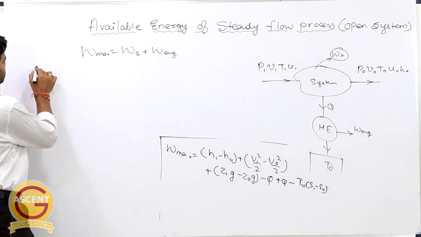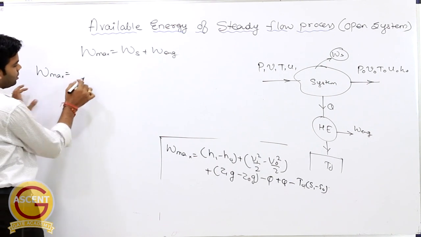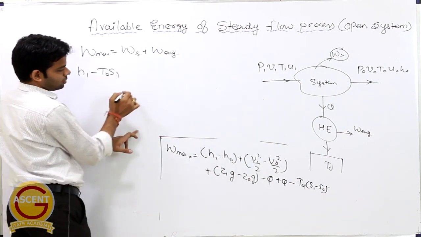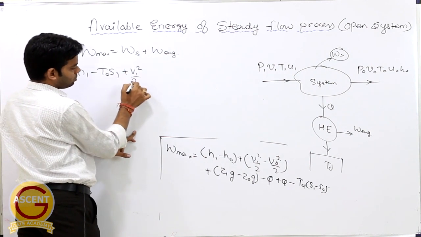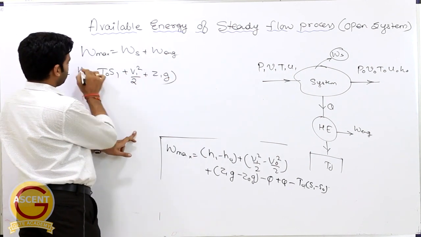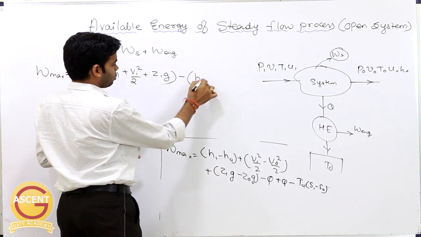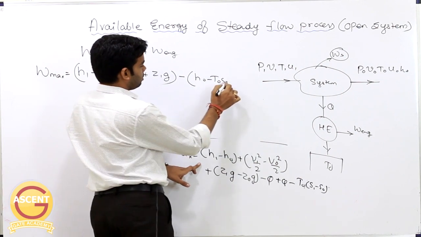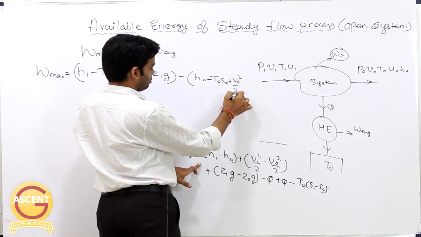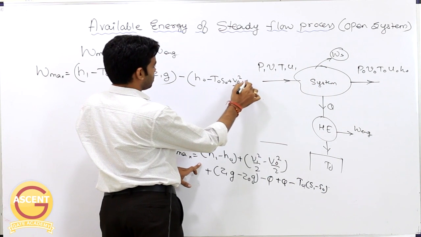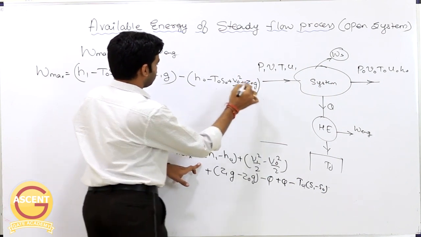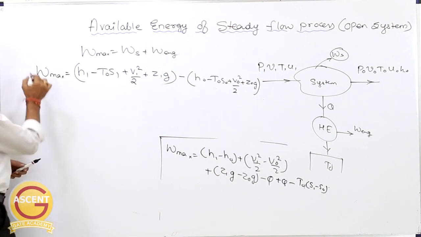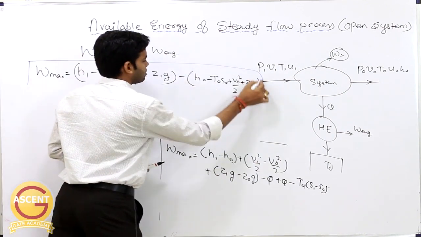Clear or not? So this W max can be further written as H1 minus T0 S1 plus V1 square by 2 plus Z1G, minus H0 minus T0 S0 plus V0 square by 2 plus Z0G. Getting this? This is the maximum work, or you can also call it the available energy, maximum work.